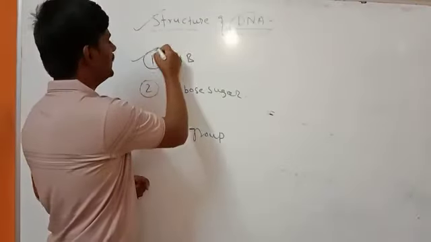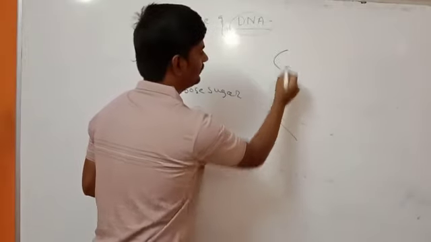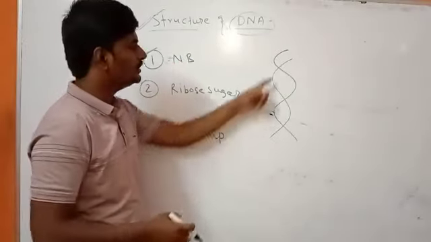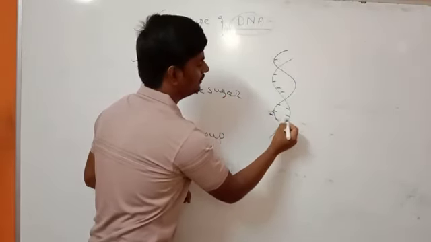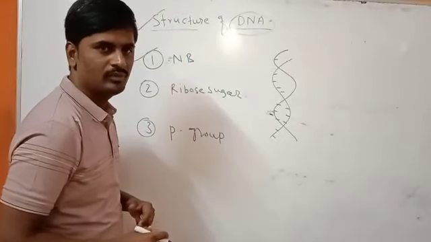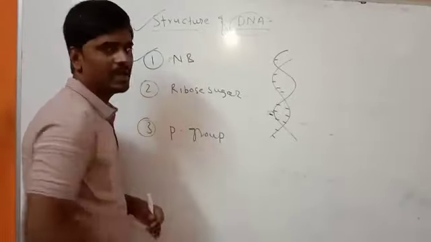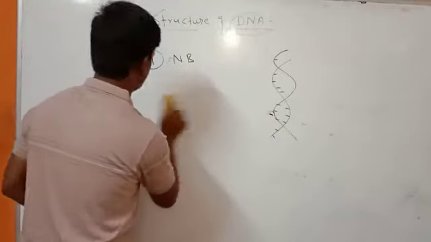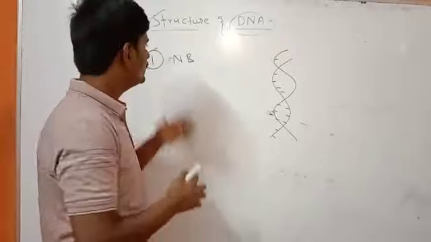The genetic information on the structure of DNA is present in the form of nitrogen bases, and four types of nitrogen bases are present. One by one we are going to study them. So, which are the different types of nitrogen bases present?